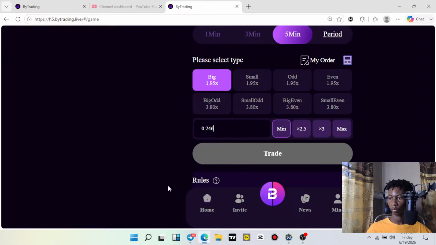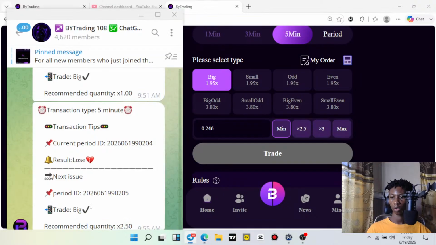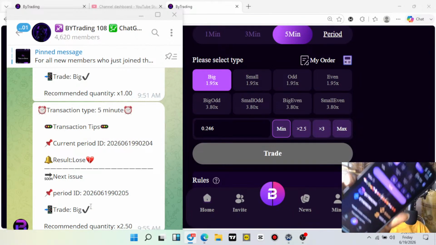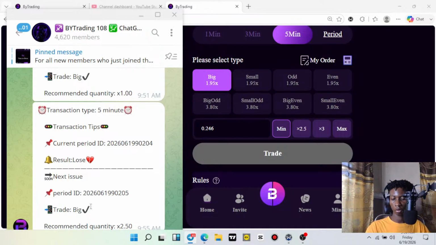They told us to go with peak again, so I just have to select peak, then trade with 0.246 and click on trade again. I've successfully joined the trade. You guys can see I've successfully joined the trade. So actually, yes, it's already 10.